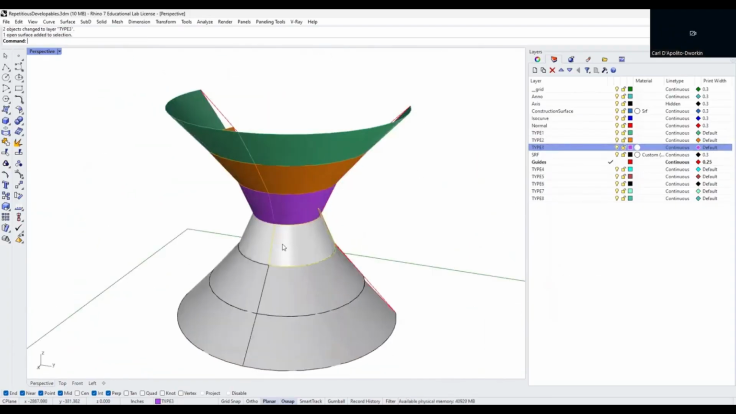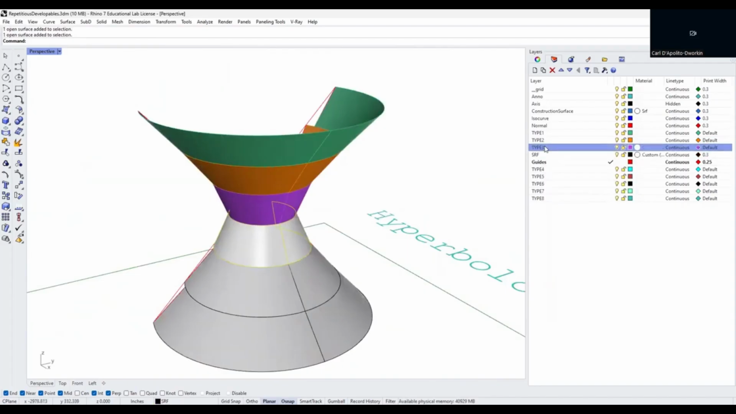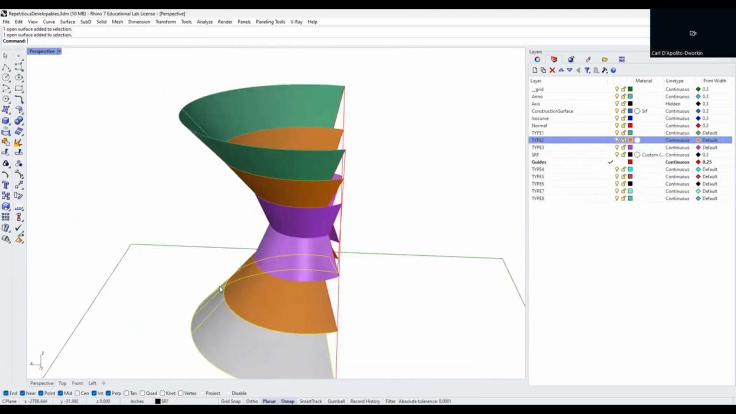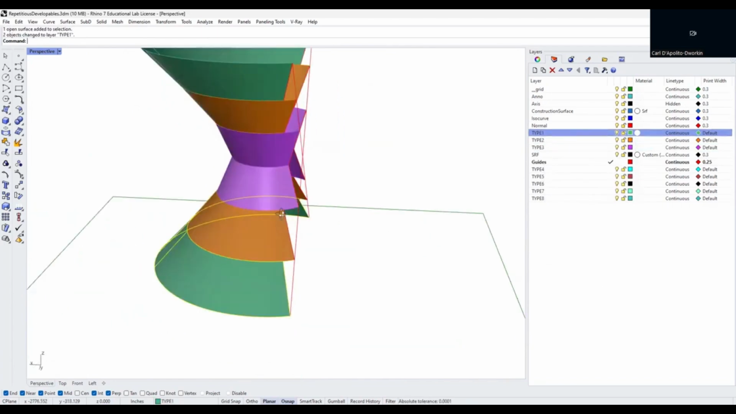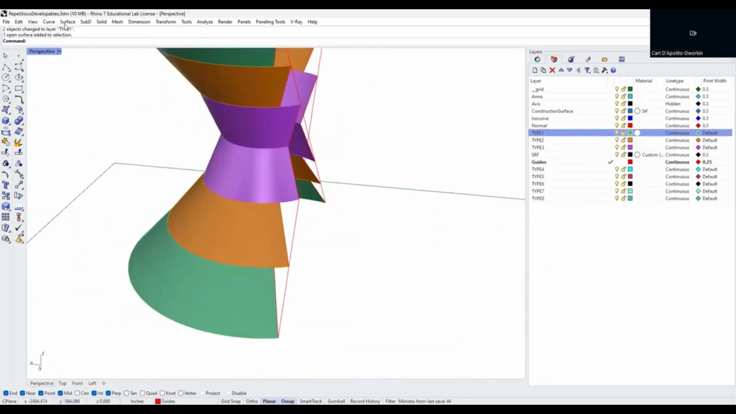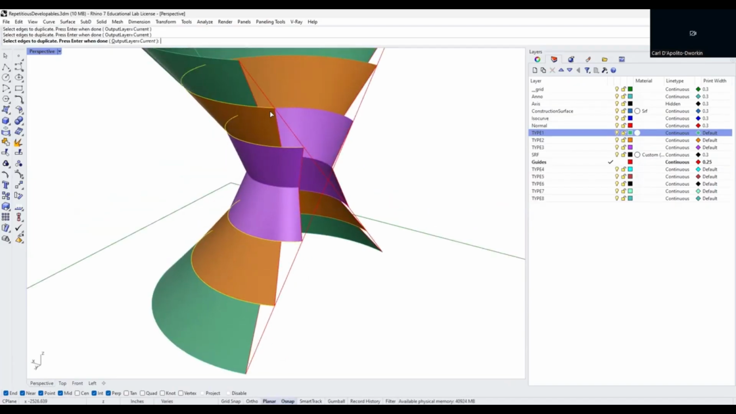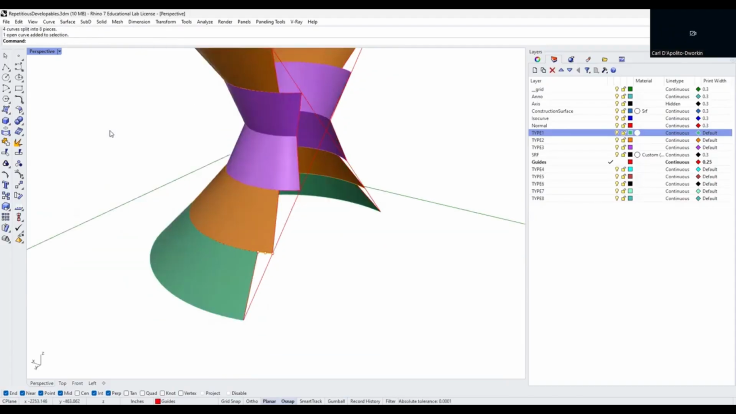type 3. Let's type 3 again, type 2, type 1. Unfortunately, this surface is going to have some weird ends. Like I'm going to have to get these little bits and make the end types.